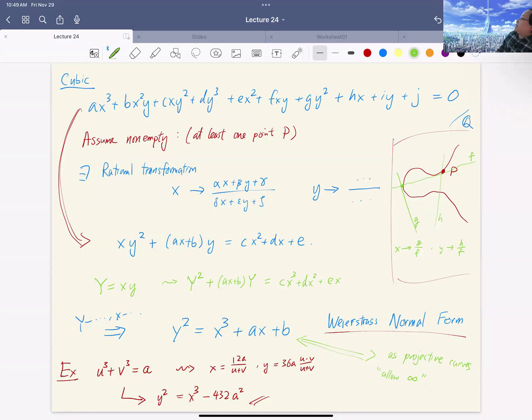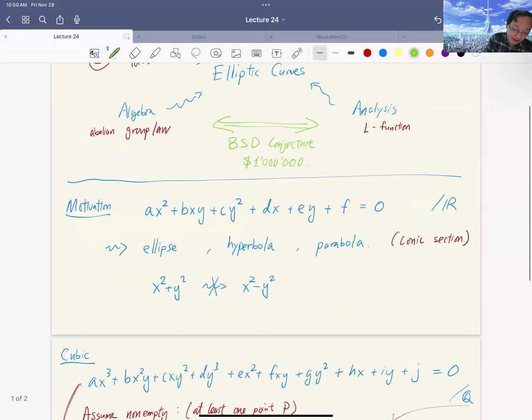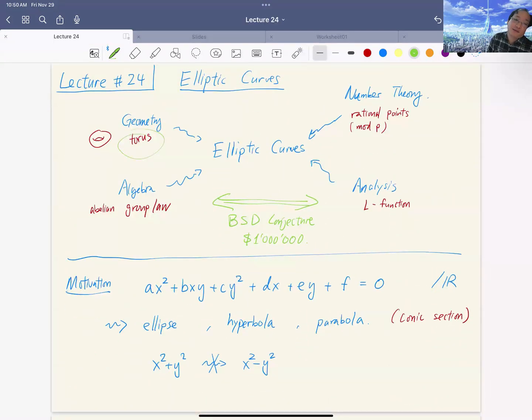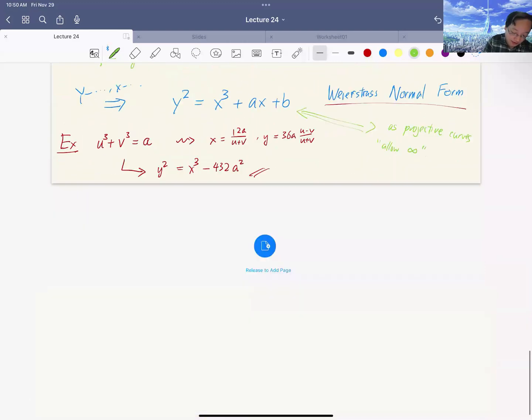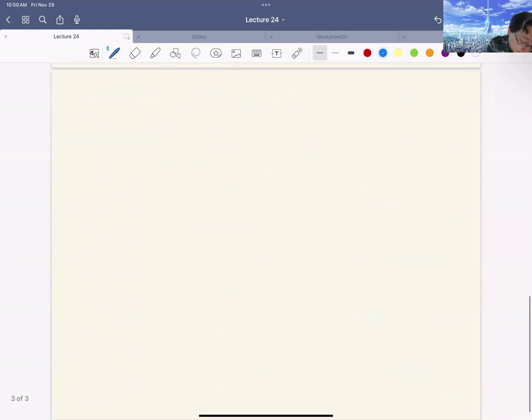Now you might ask why this is called an elliptic curve. Where is the ellipse? There's no ellipse here. This is not an ellipse. This is an egg. It is not an ellipse. And we also know that it looks like a torus, and a torus does not look like an ellipse. So where is the ellipse? Right, so that's the second motivation. The second motivation is why it is called elliptic.